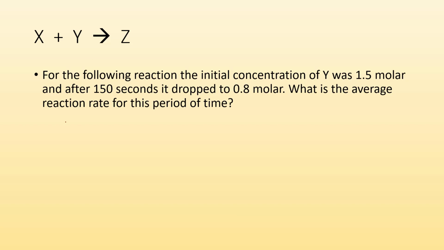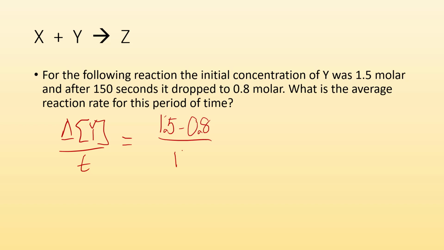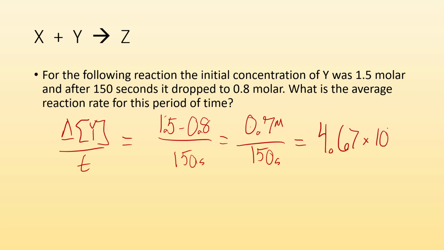So again, we need to get the change in the concentration divided by the time. So we go, all right, well, what was the change? I started off at 1.5, and I dropped down to 0.8, and that's going to be over 150 seconds. So that is going to be a difference of 0.7 molar divided by 150 seconds, and you get 4.67 times 10 to the negative 3 molar per second.